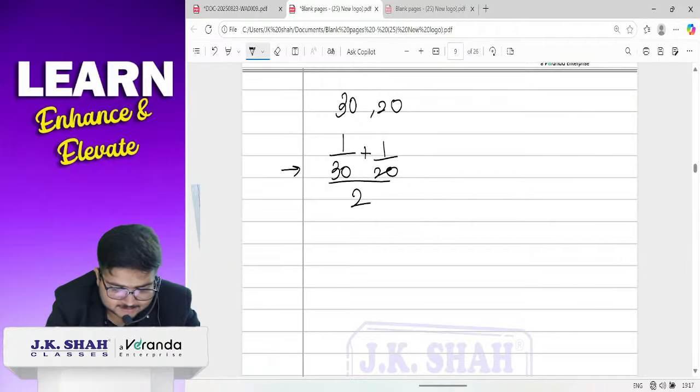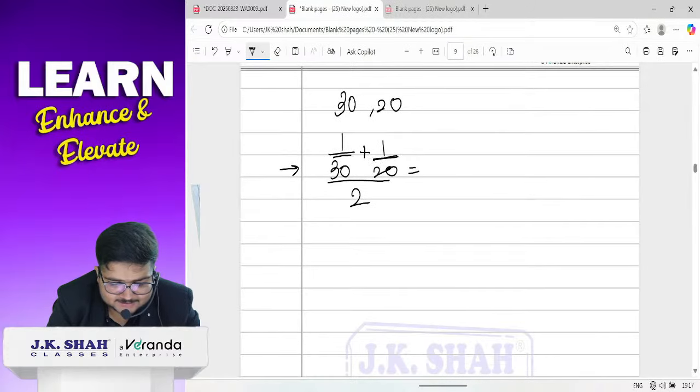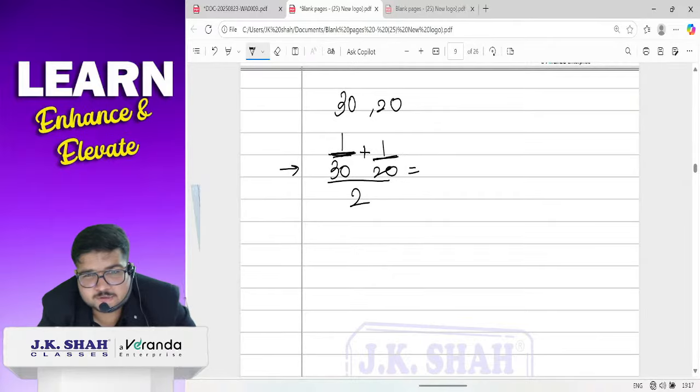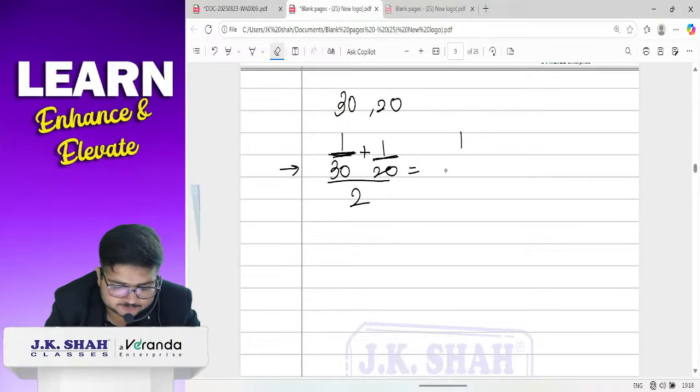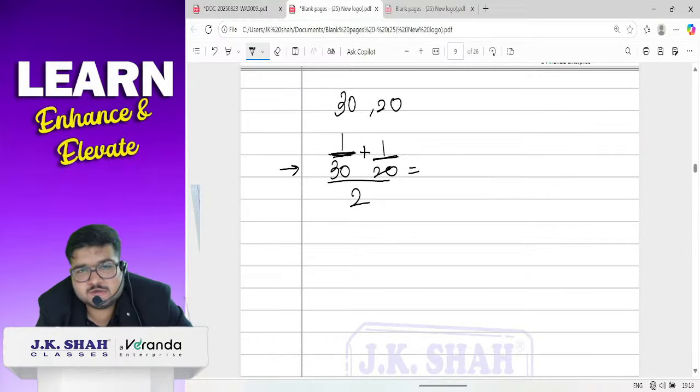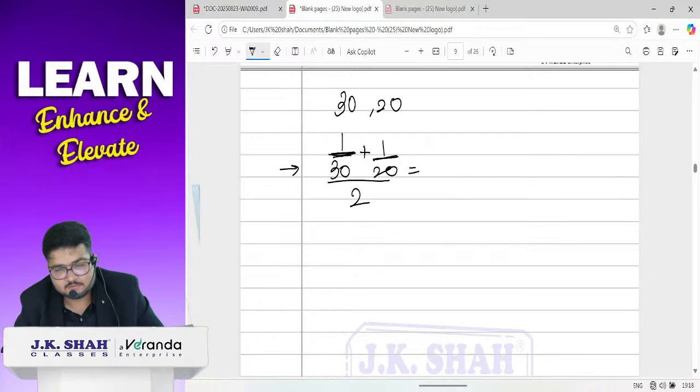Understood? Right? Now, can I add this? Can I add this directly? 1 upon 30 plus 1 upon 20. Can I add as 1 upon 50? Absolutely wrong. Of course not. You have studied. The denominator is very different. So you have to cross multiply. Right? You have to cross multiply.